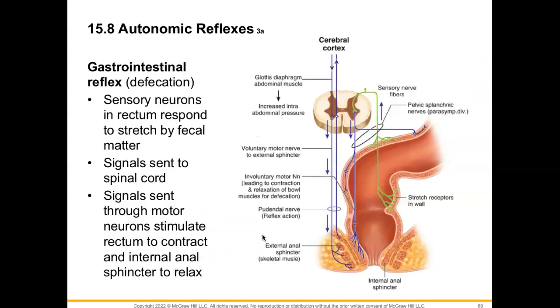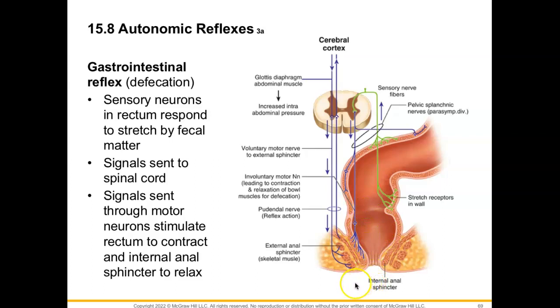pressure. Now for our gastrointestinal reflex, also known as the defecation reflex. We have some sensory neurons that would respond to a stretch here in the rectum that would take place from fecal matter building up within the rectum. That signal is sent to our spinal cord and communicated to our motor neurons that would then stimulate the rectum to contract, and for our internal anal sphincter here, which is an involuntary circular muscle that closes up the rectum, it would cause it to relax so that the contents within the rectum could move out.